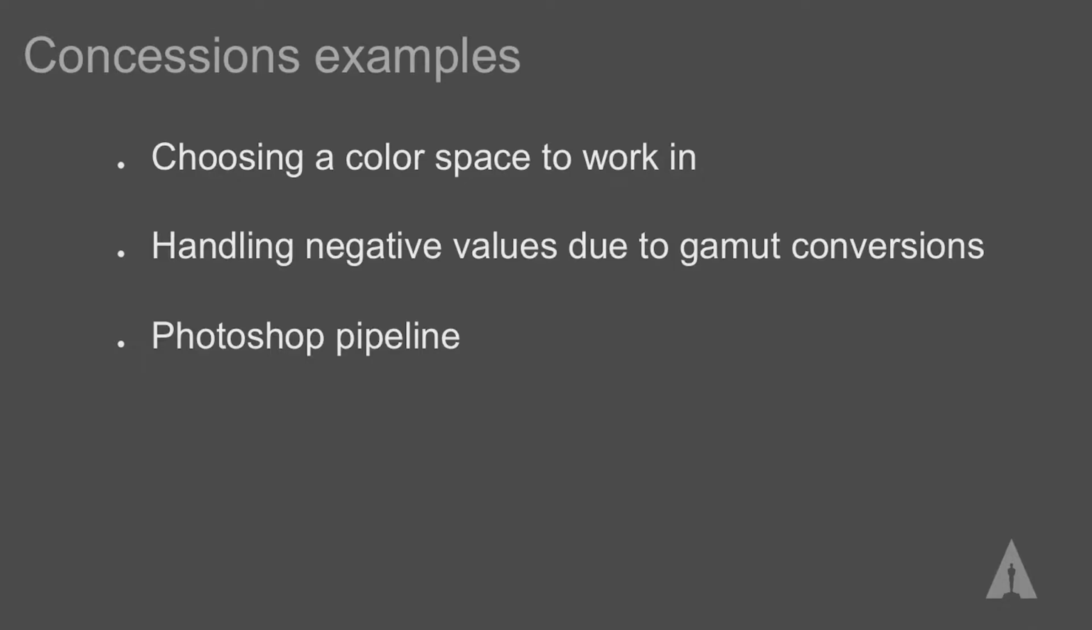Some examples of concessions we make, which were also said by different people at Siggraph this year: it was obvious from the start that ACES was not a working space, it was an exchange space. So we had to choose a smaller gamut space in order to work in it. And because we chose a smaller gamut space, we introduce negative values that we need to handle when working with them.